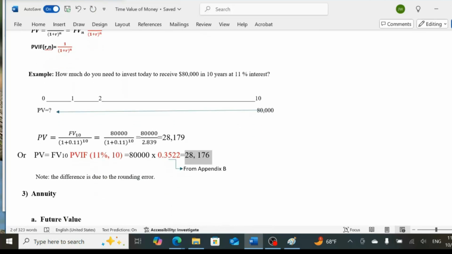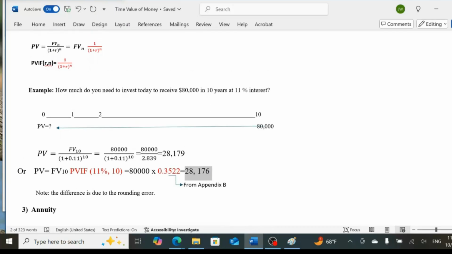Next, I want to introduce a concept: annuity. We actually deal with annuities quite often in real life situations. Annuities are multiple cash flows. They are equal amounts at equal distances. For example, your car loan payment, $300 every month for the next 5 years, 60 months, is an annuity. Your mortgage payment is an annuity.